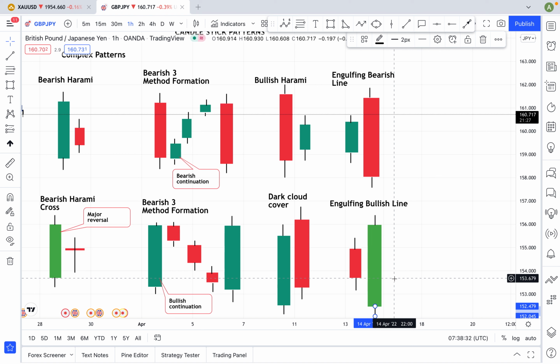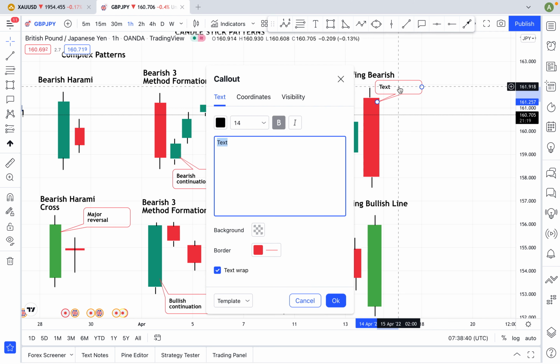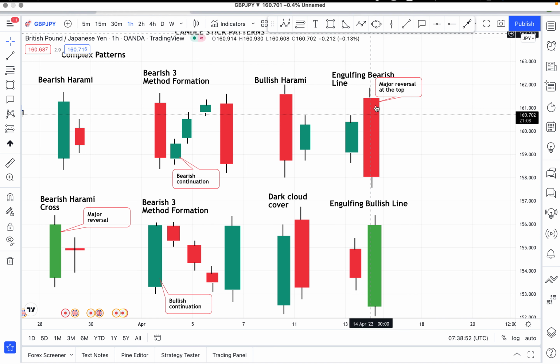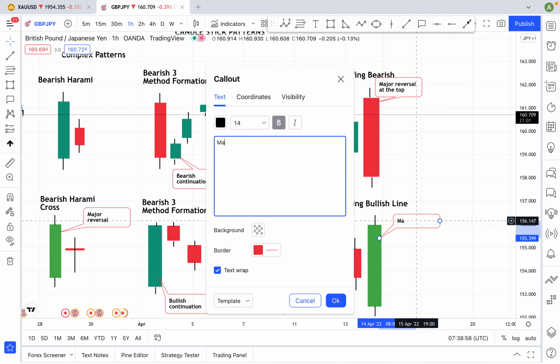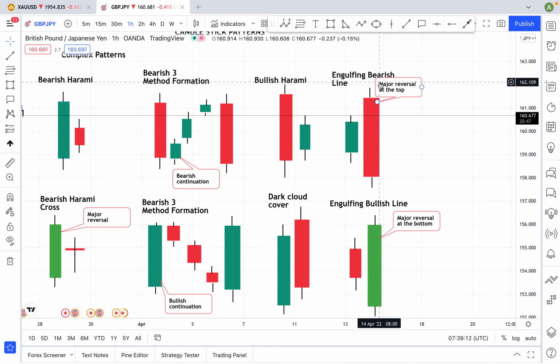This is telling you that there's going to be a major reversal whenever you see it at the bottom. A major reversal at the bottom. Wherever you see this in the market, it happens as a major reversal at the bottom. So this signifies that the market is going to go to the upside, while from the earlier one the market is going to go to the downside.